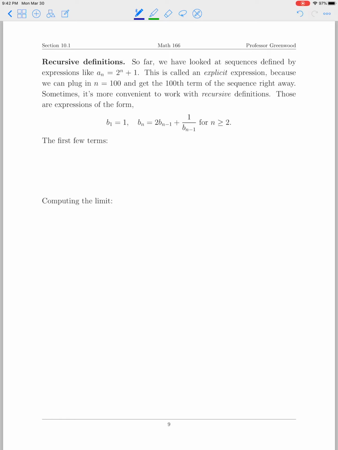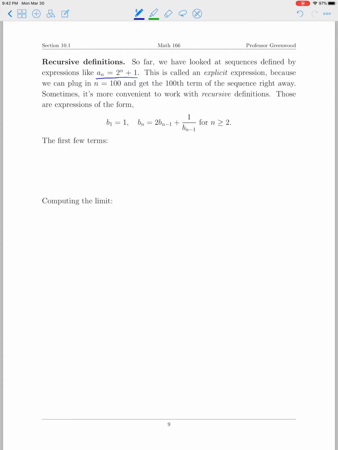It turns out that there are two main ways to define sequences, and we've only looked at one of them so far. The way we've already seen is to say something like a sub n is equal to 2 to the n plus 1. This would allow us to plug in n equals 100, for example, and figure out right away what the 100th term is in our sequence. And that would be called an explicit expression for our sequence.